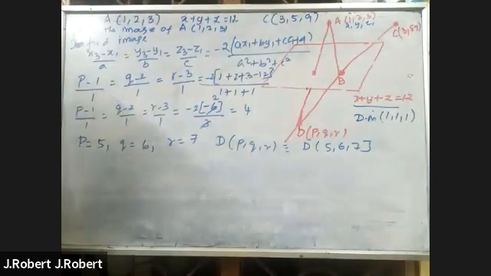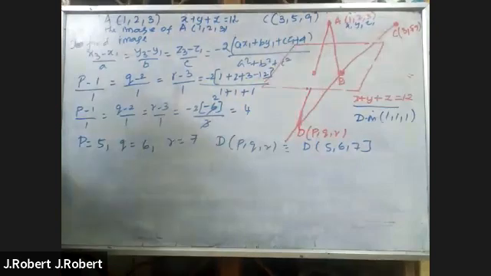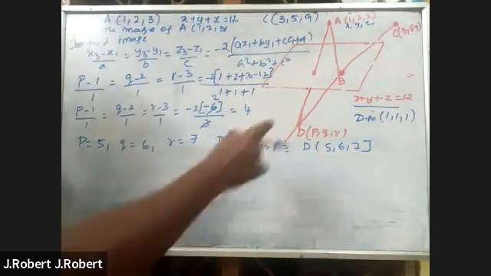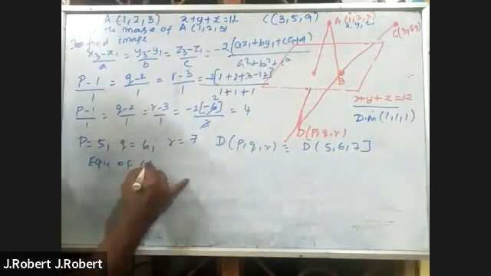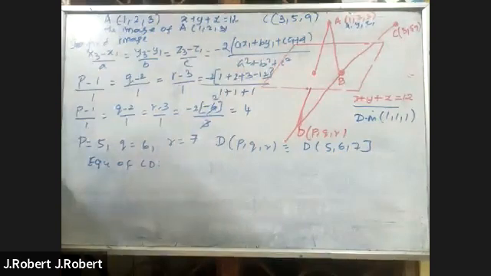சரியா? இப்ப D point கண்டுபிடிச்சாச்சு. And already we know the C point. The D and the C are traveling in the same line. அப்ப equation of DC கண்டுபிடிக்கலாம். Equation of CD. How will you find the equation of CD?